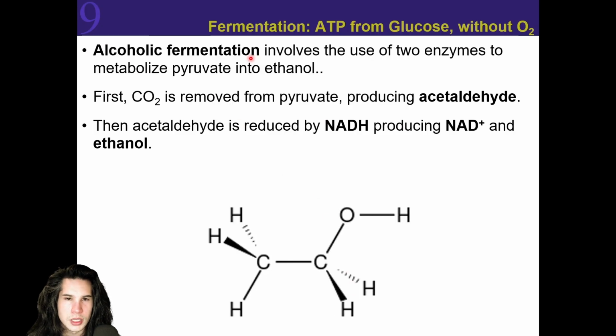So alcoholic fermentation involves the use of 2 enzymes to metabolize pyruvate into ethanol. In the first step, CO2 is actually removed. That's why when you ferment wine, for example, you get a buildup of CO2. So the CO2 is removed from pyruvate, producing acetaldehyde, and then acetaldehyde is reduced by NADH, producing NAD+ and ethanol.